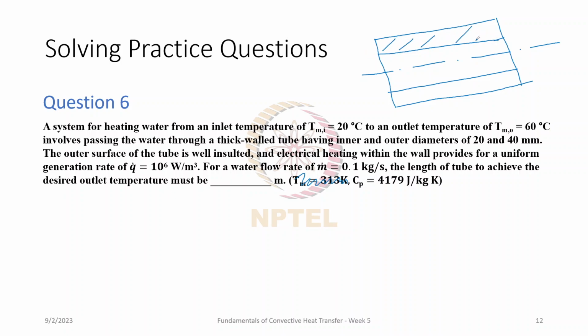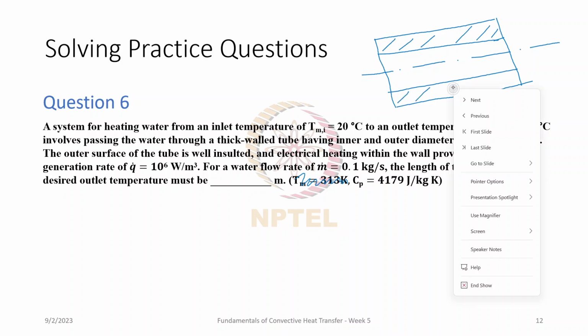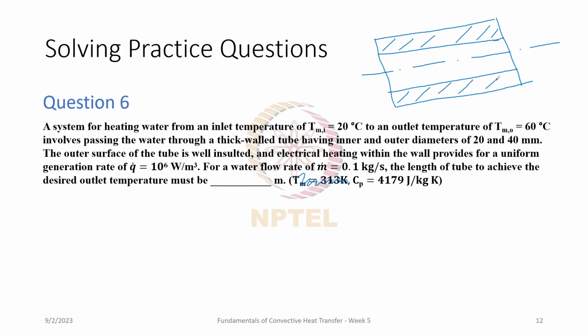There is this wall over here where there is a heat generation, Q dot. And we are told that the outer surface is well insulated. So whatever heat gets created in this zone only enters into the tube, and into the fluid flowing through it, the water flowing through it. It can't really escape out. This does not happen since it's well insulated.